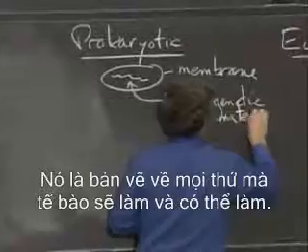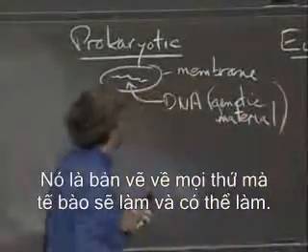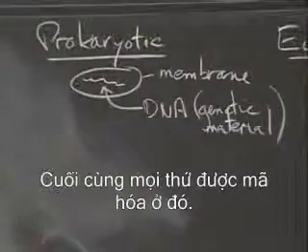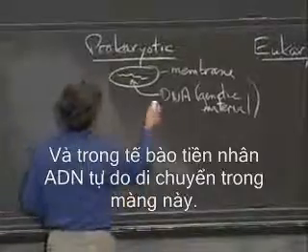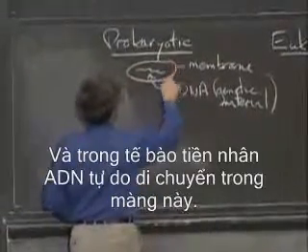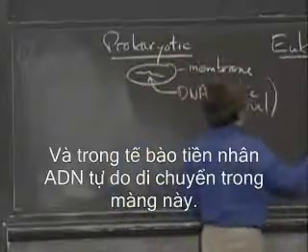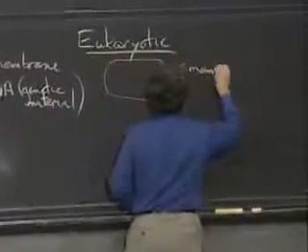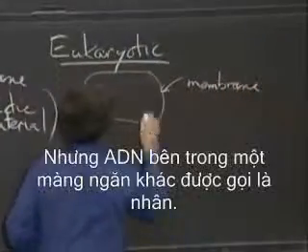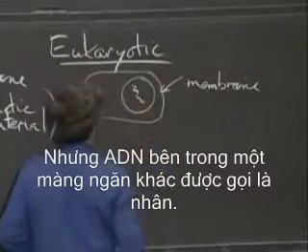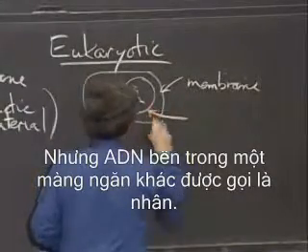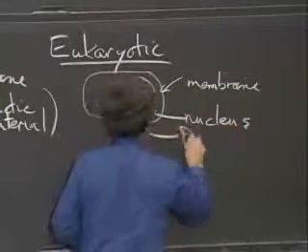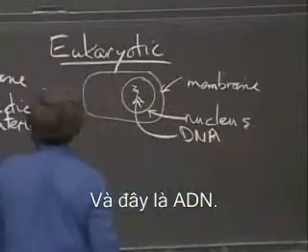It's the blueprint for everything that that cell is going to make and be able to do. Ultimately, everything's encoded there. And in a prokaryotic cell, the DNA is free within this membrane. A eukaryotic cell also has a membrane. But the DNA inside is inside another membrane compartment known as the nucleus. And this is the DNA.